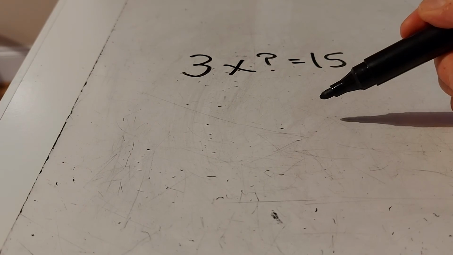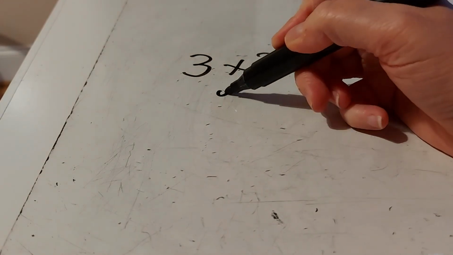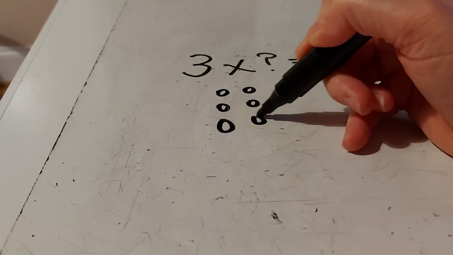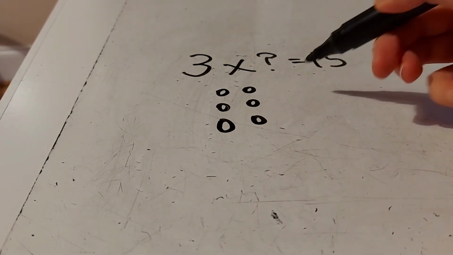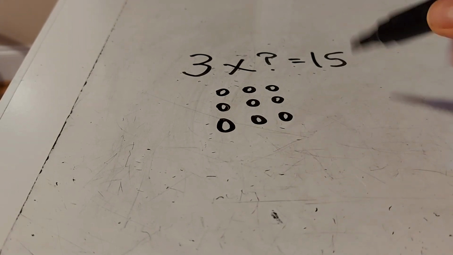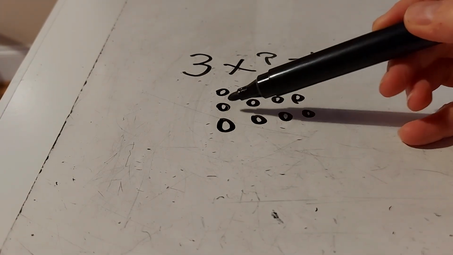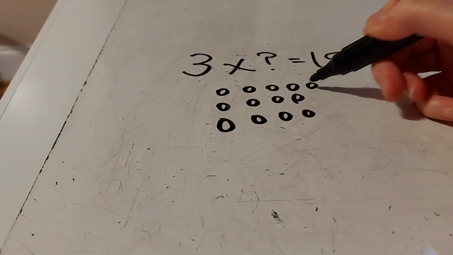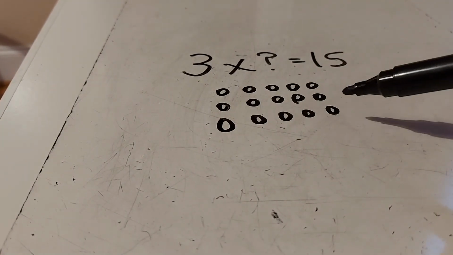So we can actually draw groups of 3 until we get to 15. So I'm going to draw one lot of 3. I'm going to draw another lot of 3. So let's just see what we've got so far. 3, 6. Now we've not got to 15 yet, so we need to keep going. 3, 6, 9. Still not got to 15. Draw another group of 3. Let's check how much have we got now. 1, 2, 3, 4, 5, 6, 7, 8, 9, 10, 11, 12. Still not got to 15. Let's draw another group of 3. 3, 6, 9, 12, 15.